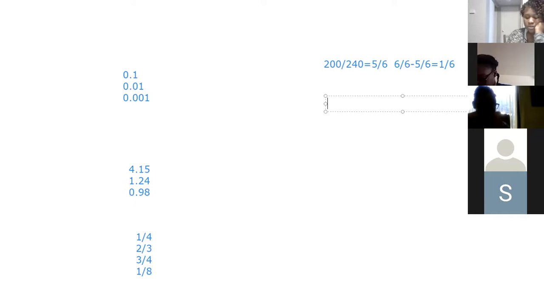So 3 1/2 tablets times 200 is 700. 700, correct. Okay, a bottle of medicine contains 30 doses. So how many doses are in 2.5 bottles? 75. 75. Very good.